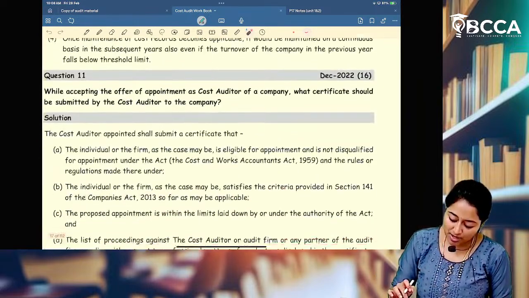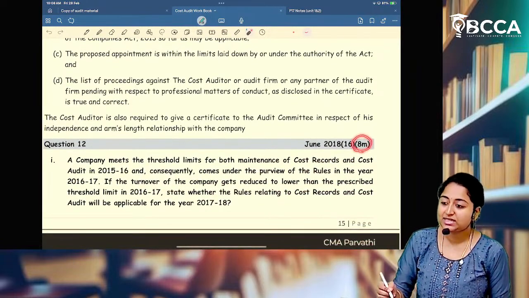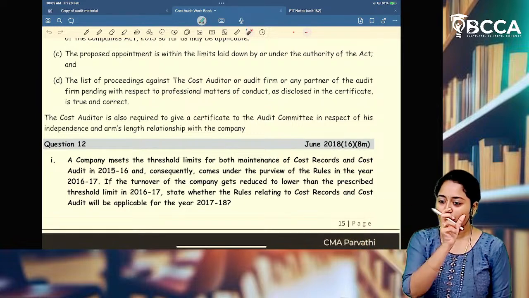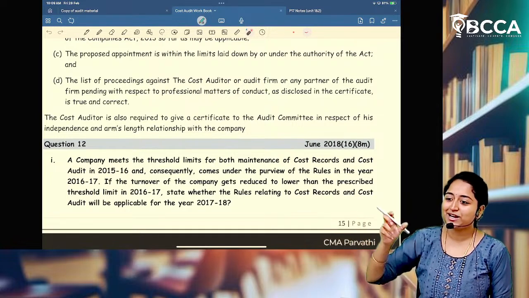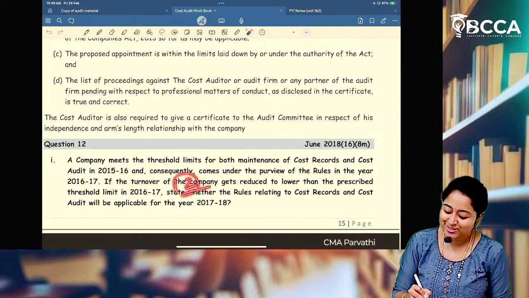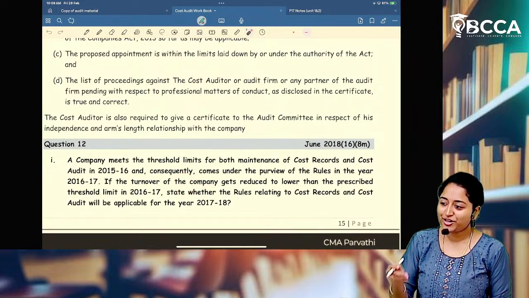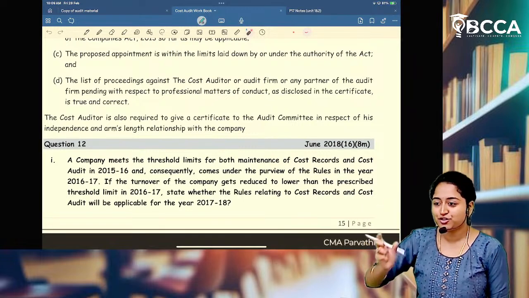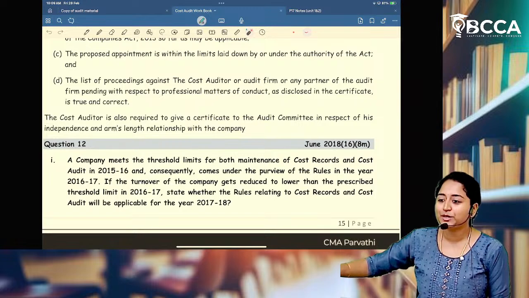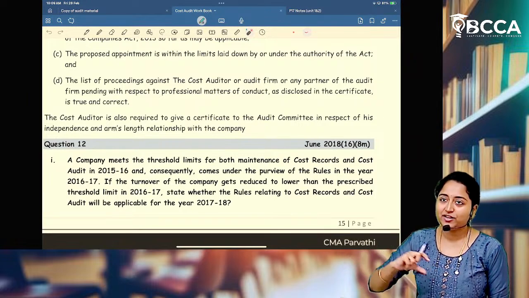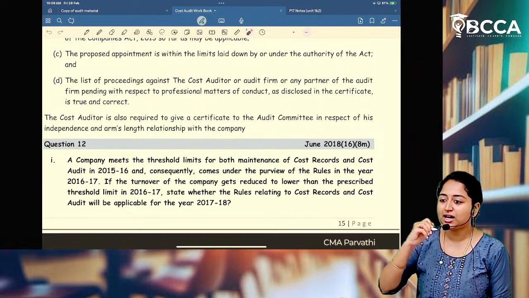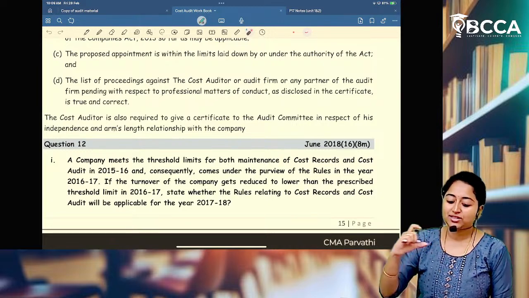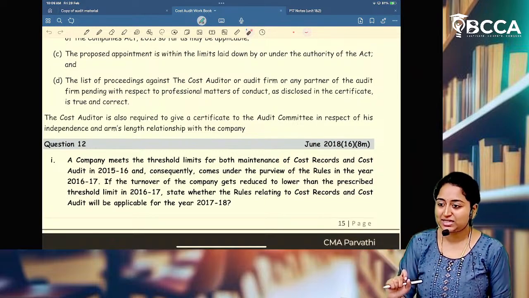So, how many marks does this question carry? It is asked for 8 marks. If you just write that one point, that whenever it is applicable it continues, then you will get only 2 marks for this question. So you have to write the provision first. What is the provision for cost records? What is the provision for cost audit? At last, you have to write that particular point, and when you write it, mention it with a star or something like that. This is the answer, whatever it is. You have to make sure that it is highlighted to the examiner.